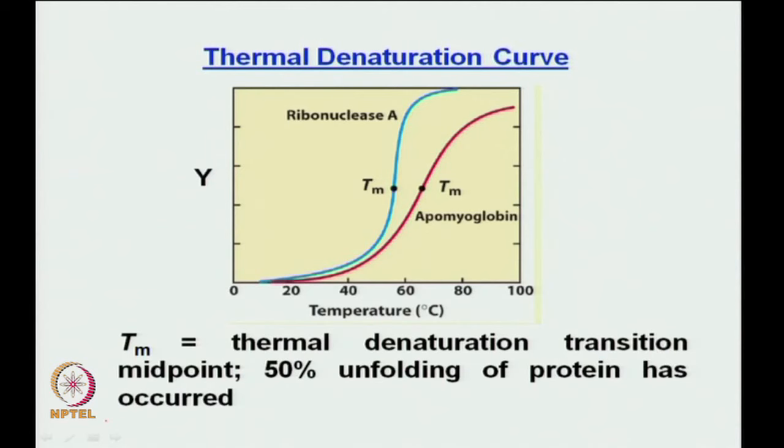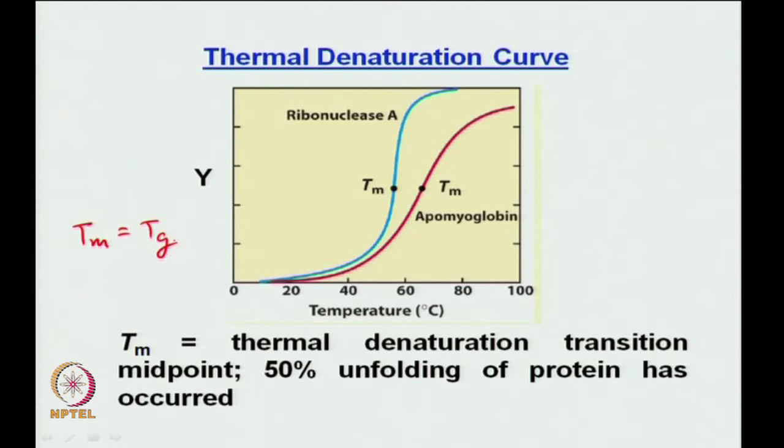Look at what we are seeing. We are looking at two proteins, one is ribonuclease A and the other one is myoglobin. Now, what is Tm? Tm is essentially equal to Tg. So, where does M come from? M comes from either melting or the midpoint of the change.